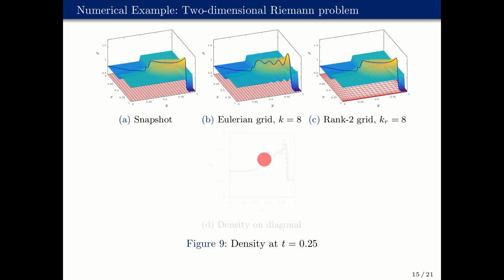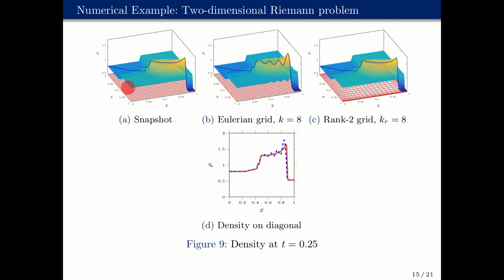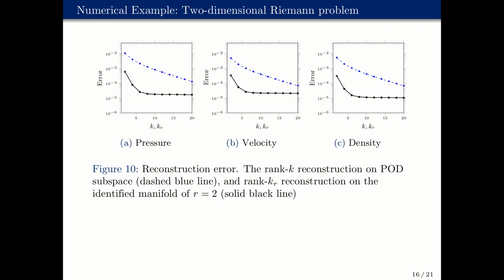So for better comparison, I have plotted the density snapshots on the diagonal of the domain in figure D, where the thick gray line is the snapshots. The dashed blue line is the traditional POD subspace, and the red solid line is the reconstruction on the proposed manifolds, which is much closer to the snapshots. And comparing the error of the snapshots and reconstruction between the two methods, for the pressure, velocity, and density, you see we have gained some accuracy in our model for the same size of the low-dimensional space.